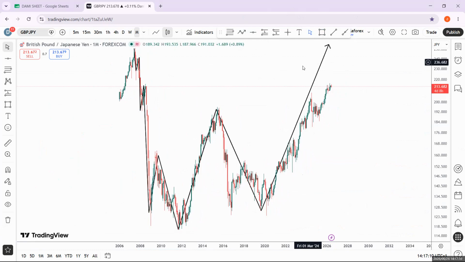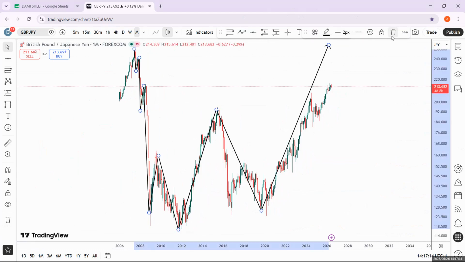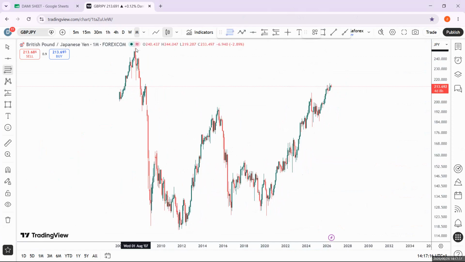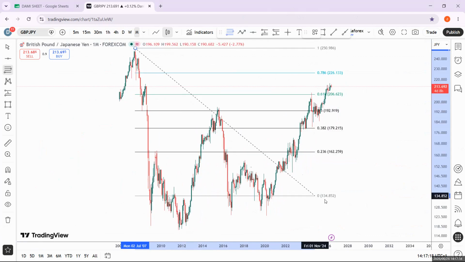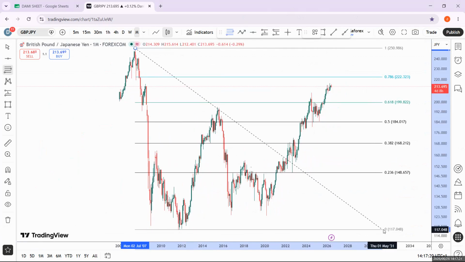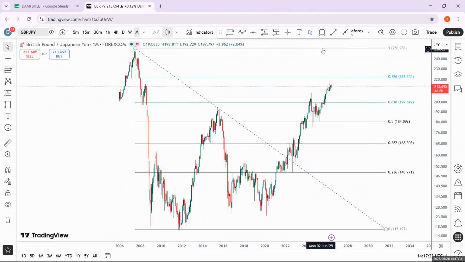So now that we know that GBP JPY is bullish, how do we get our take profit? We bring out our Fibonacci from the high right here, stretch it down to the low, and our take profit in the direction of trend is this level written as 1. Okay, this is our take profit for price. So this means that GBP JPY is going to push to as much as this level for take profit.